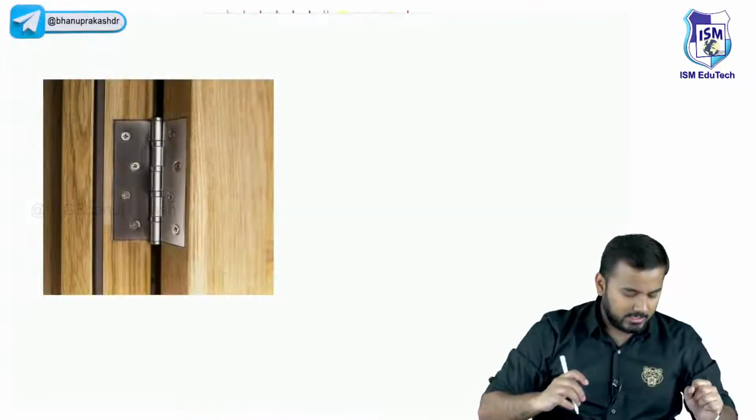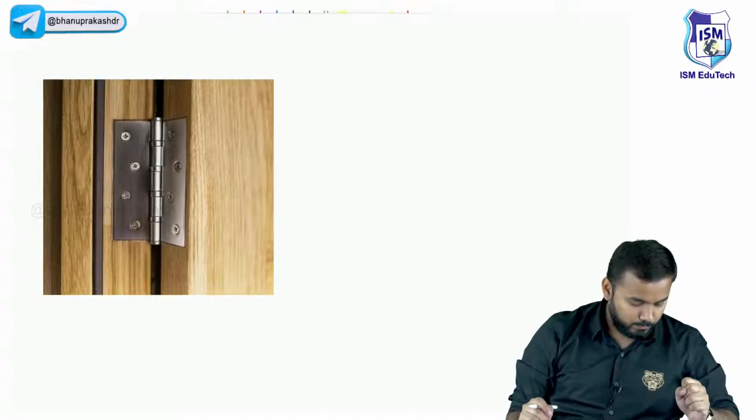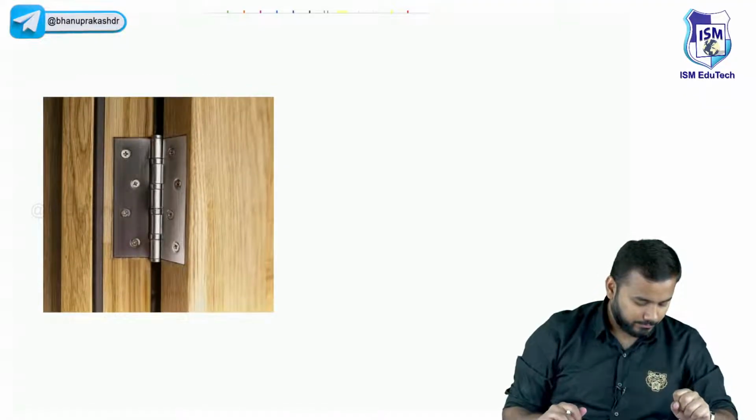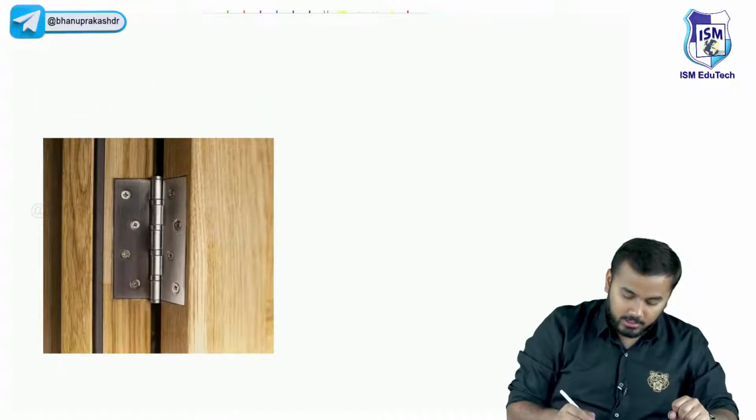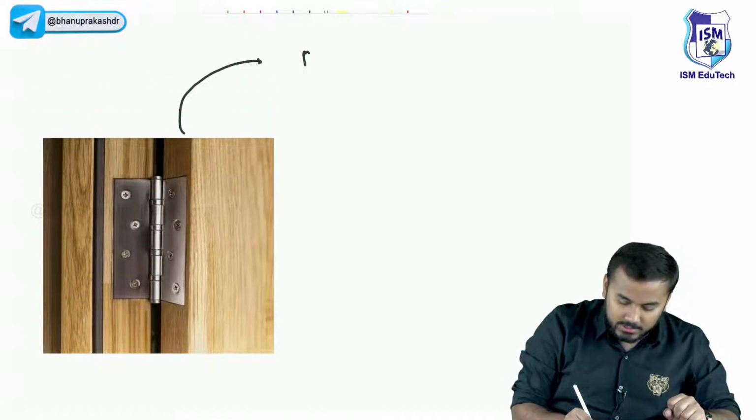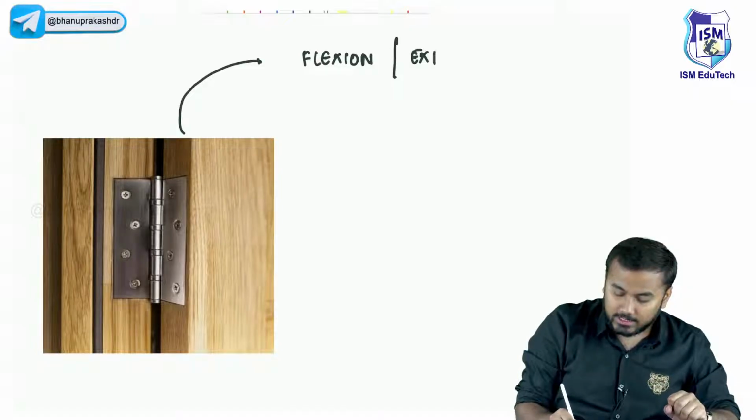Right? So let us write that down now. If you see over here, in a hinge joint, you will see two things. One is called flexion, another one is called extension.